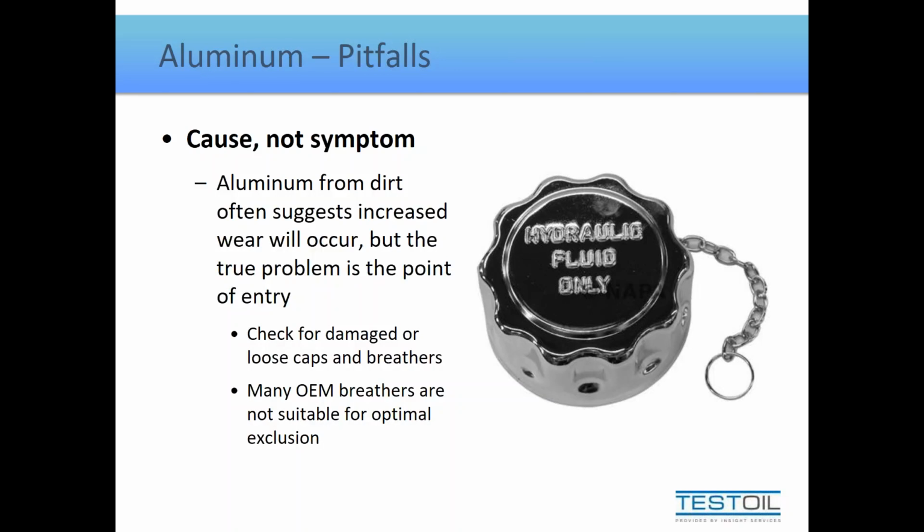Make sure your breathers are installed correctly, make sure everything's buttoned up tight, caps are back on, and so forth. If your system is simply protected with an OEM style breather, like the one you can see in the picture there, generally speaking, those do a very poor job of preventing dust and dirt from getting in. So the recommendation then would be to upgrade the breather, and that would help prevent the entry of more aluminum in the future.